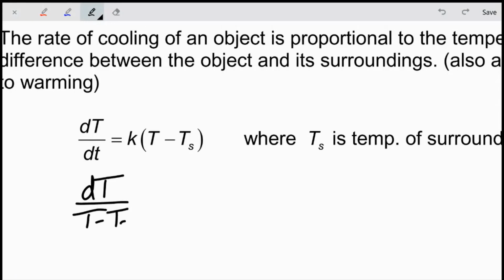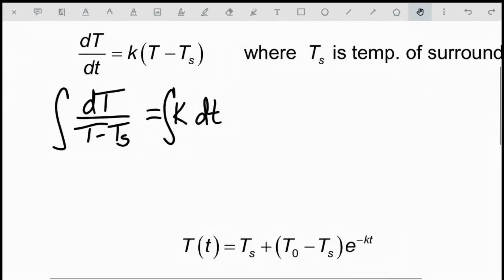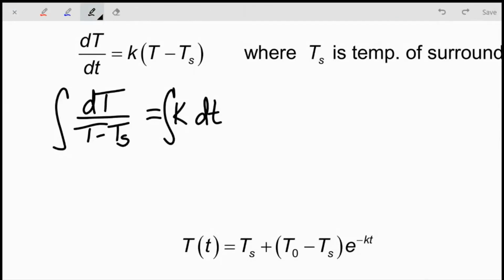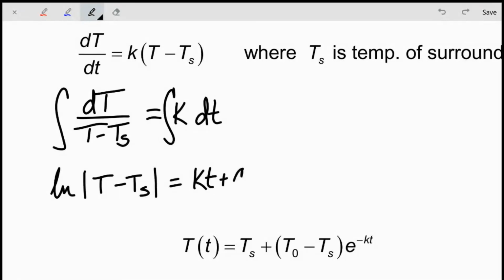Now, remember, surrounding temperature is a constant. So I'm going to separate my variables here. And notice when I separate my variables, I actually have to divide that entire expression, T minus T sub S, in order to get them separated. And once I've done that, this is still very similar to what we had before, because I'm going to have a natural log here, and it's going to be the natural log of the temperature minus the surrounding temperature is equal to kt plus C. Okay, still very much like what we had before.